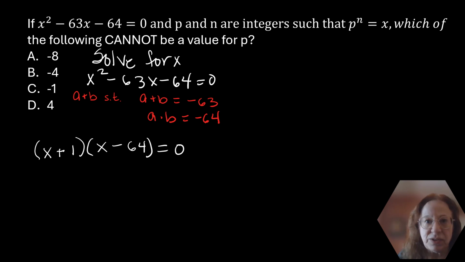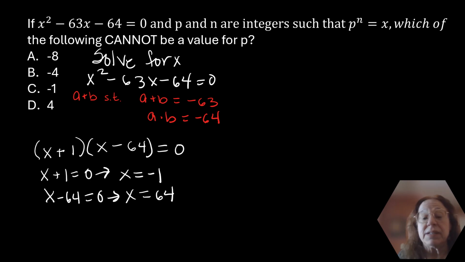Now we're going to set each of the terms equal to 0 to find out what x is, because anything times 0 gives you 0 back. So we're going to put the first term, x plus 1 equal to 0, and we get x equals negative 1. And the other solution would be if we put x minus 64, set that equal to 0, and we get x equals positive 64.